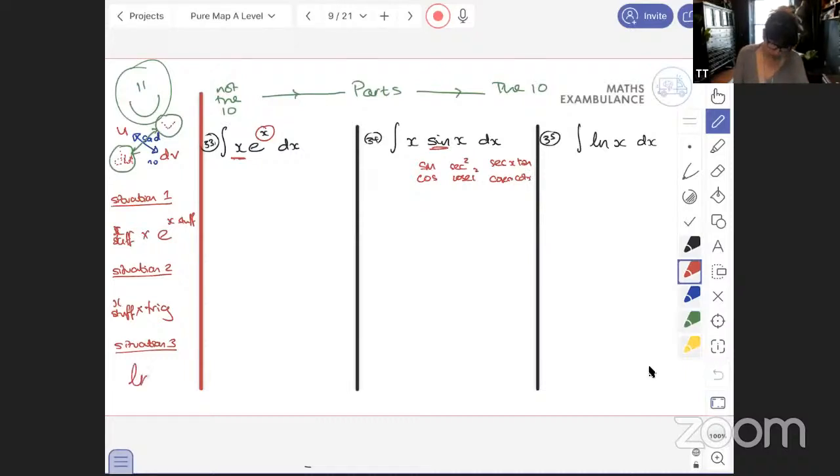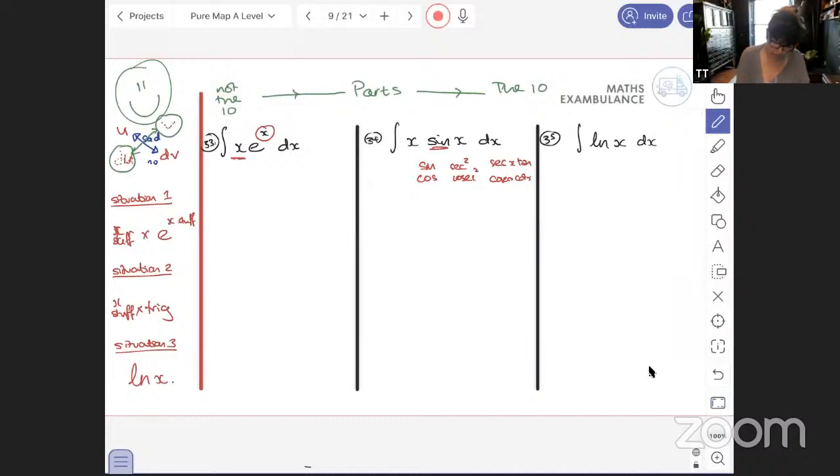Or anything to do with ln. Anything at all to do with ln, we need parts. Anything that is of the structure, stuff to do with x times e to the x, or stuff to do with x times trig. They're the only 3 situations for parts, the only 3.